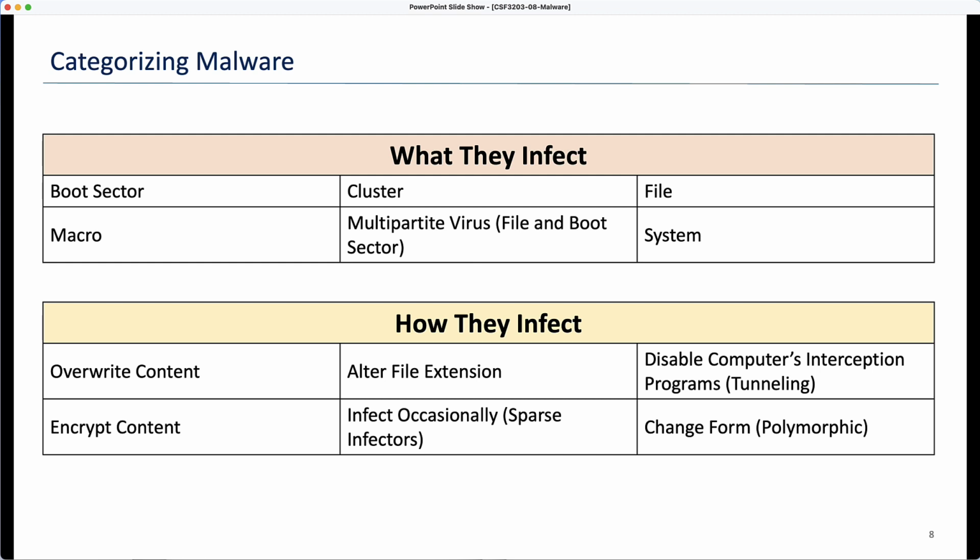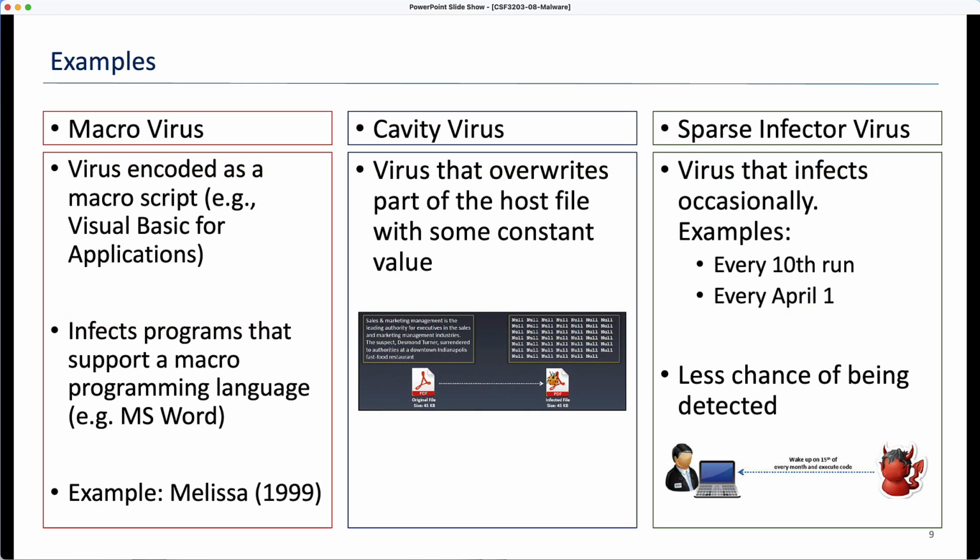Another way is to look into how they infect. In other words, what is it that the malware is doing on our computers or to our files? A malware may, for example, overwrite the contents of a file, like a cavity virus. Another malware might change the extensions of our files, so for example, from .doc to .pdf. And of course, there are the more dangerous malware that may disable our interception programs to evade detection, like tunneling malware.